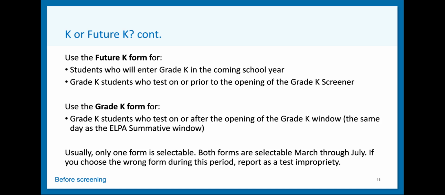Districts should only need to make a choice about which form to select in the months of March through July, when late arriving kindergarten students test on the grade K form, and students who have not yet begun their kindergarten year test on the Future K form.